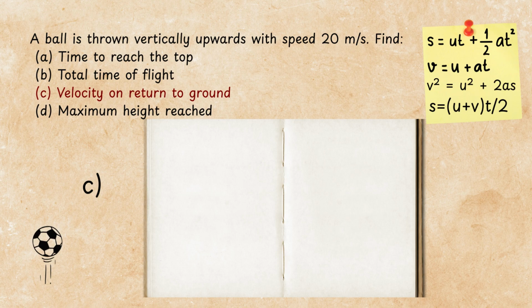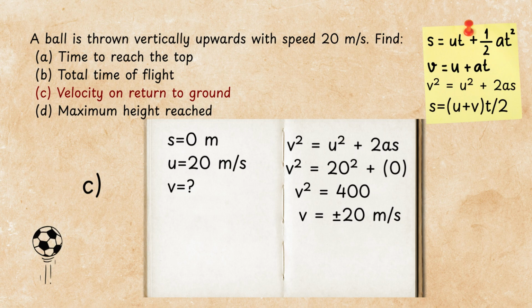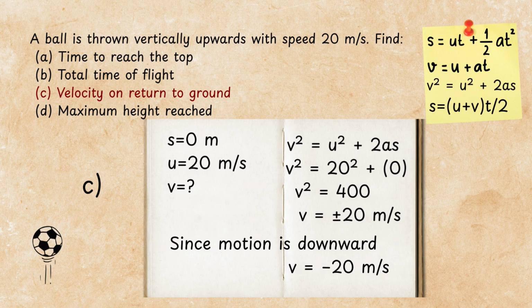What about the velocity of coming back to the ground? That's an interesting part. When you are coming back to the same place you started, your displacement is 0. Remember that displacement is a vector. It depends on just a starting point and final point. Your initial velocity, we already know, is positive 20 meters per second, and we want the velocity of coming back to the ground. We have the data, we choose our equation, and we have the answer for velocity, both positive and negative 20 meters per second. Which one should we use? Of course, when you're coming down, it will be negative, downward.